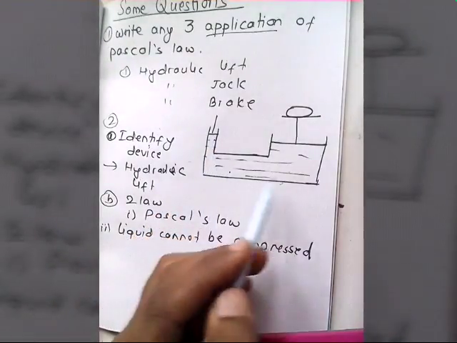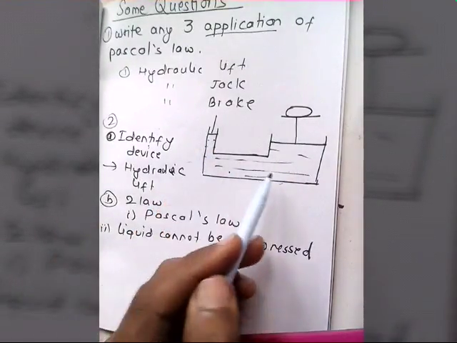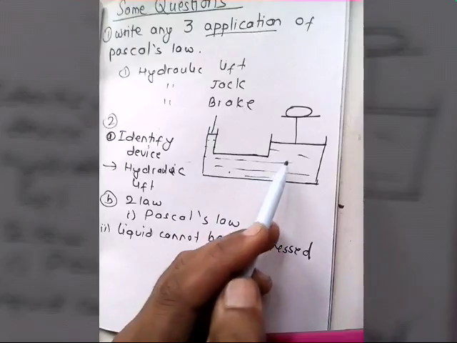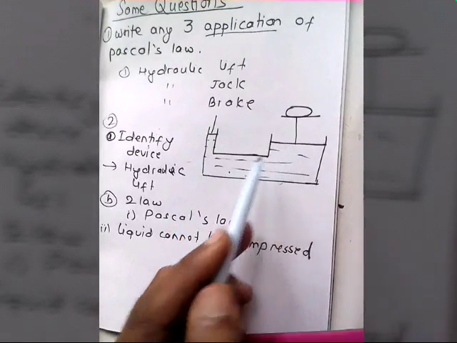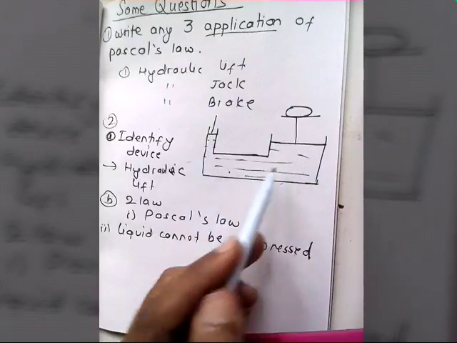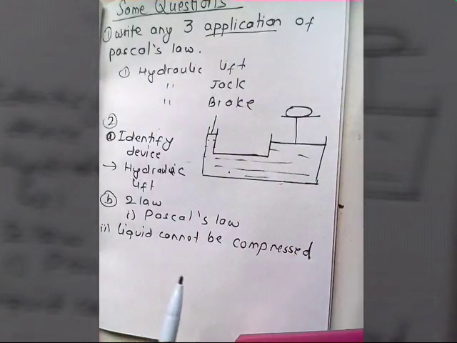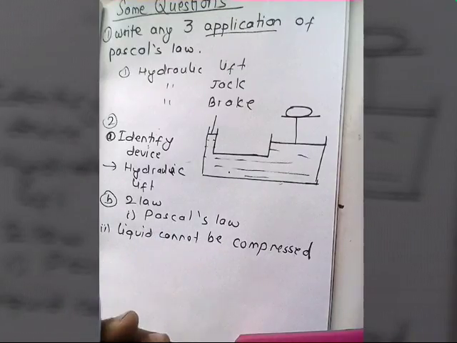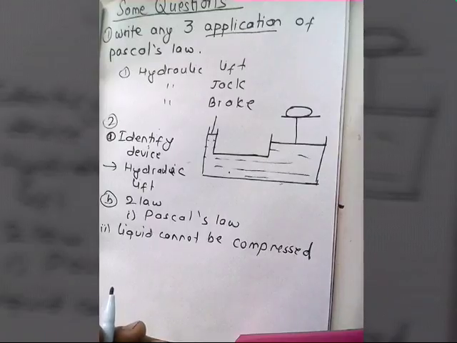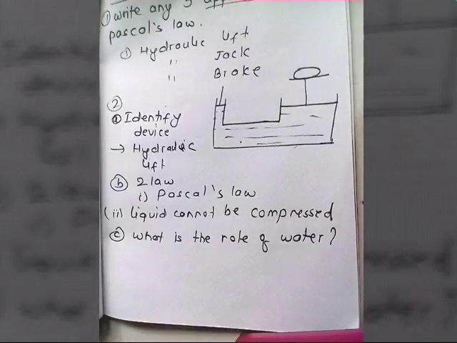If you had kept air over here, this wouldn't work. Why? Because air can be compressed, and since air can be compressed, the pressure won't be transmitted in the other direction. That means the force won't multiply. So two laws on which this device works are Pascal's law and that liquid cannot be compressed. The next question we can be asked: what is the role of water in this device? So what does the water do? I have already said that water cannot be compressed.